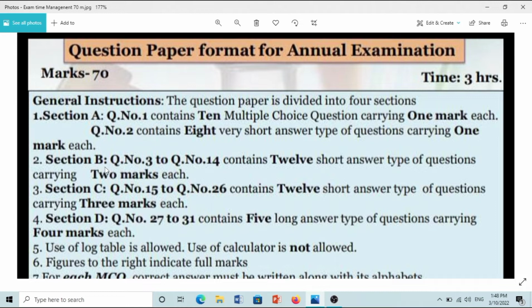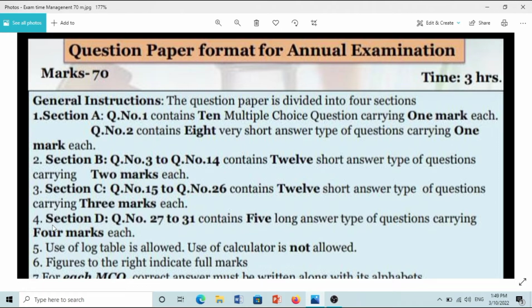Section B contains question number 3 to question number 14, which are 12 short answer type questions, and each question carries 2 marks. In Section C, question number 15 to question number 26 again contain 12 short answer type questions, and each of these questions carries 3 marks.